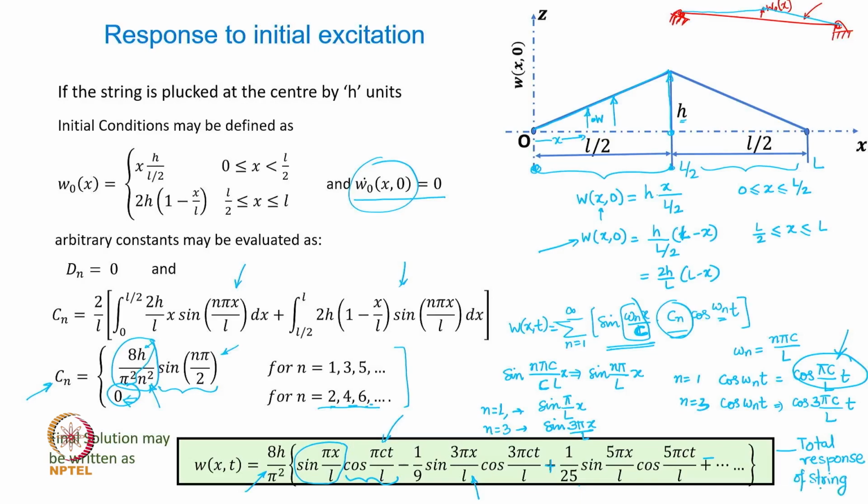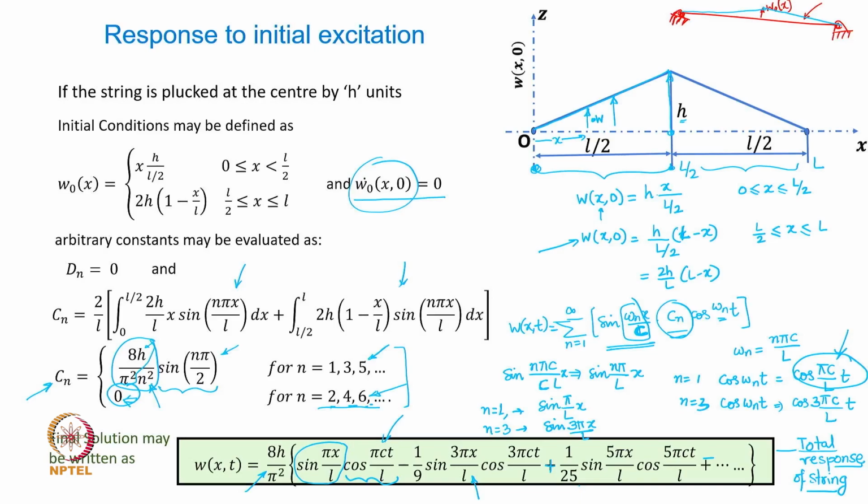Now you will wonder as to why you have only the first, third and fifth term, and why not the second, fourth and sixth term. Mathematically one can prove and show that the value of Cn is 0 for all the even terms in n, whereas all the odd terms in n have a non-zero value of C.